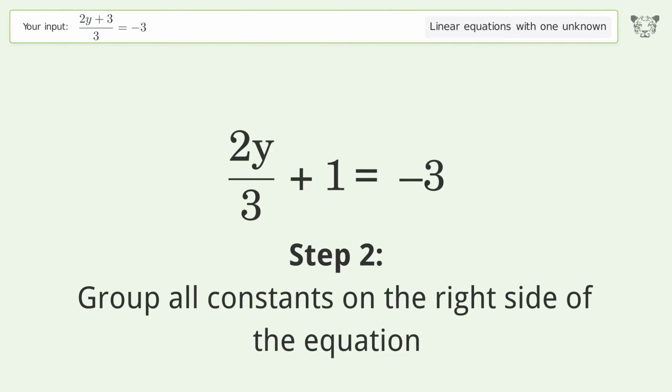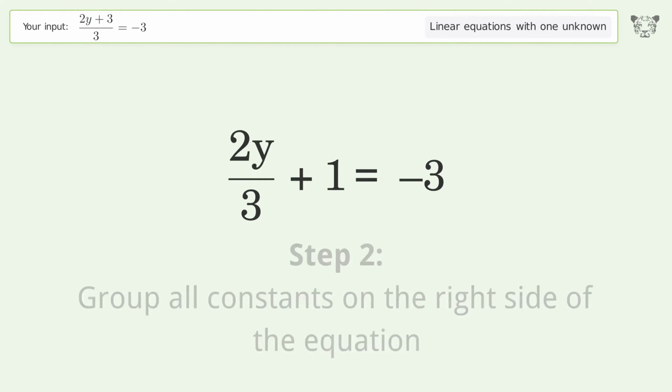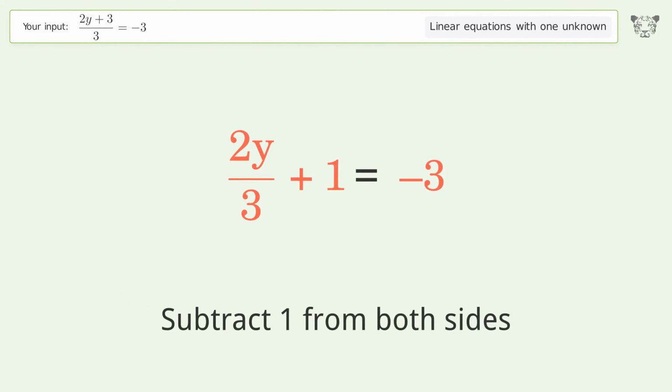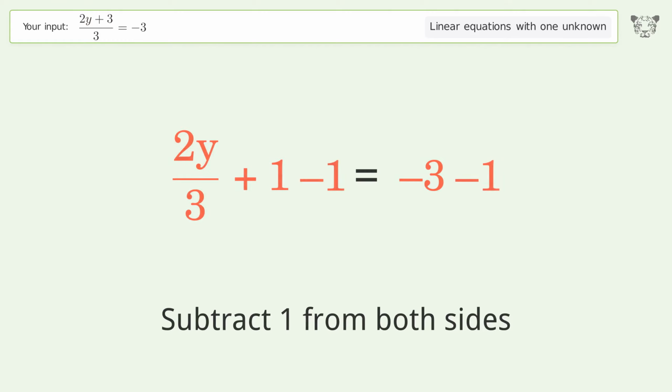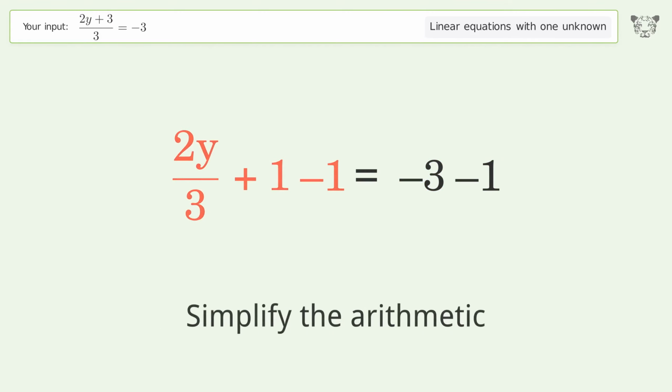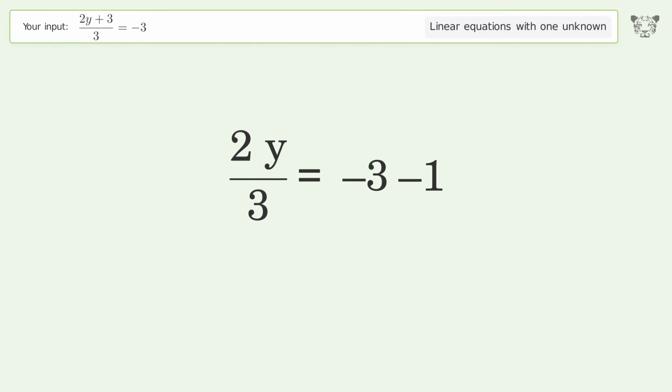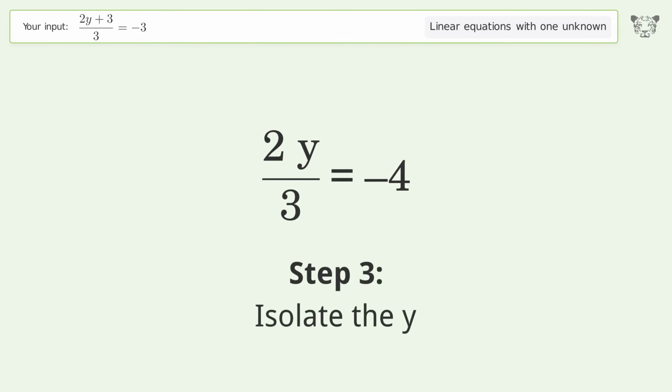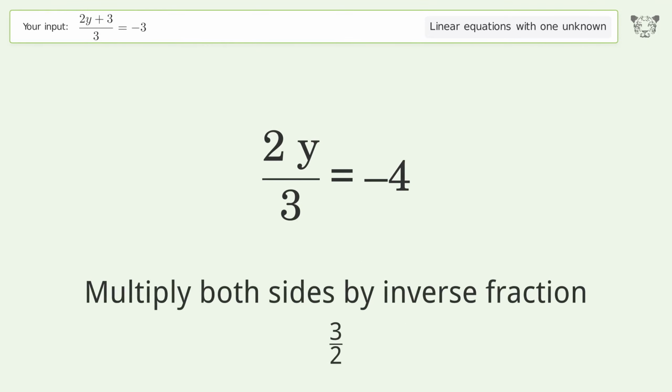Group all constants on the right side of the equation. Subtract 1 from both sides. Simplify the arithmetic. Isolate the y. Multiply both sides by inverse fraction 3/2.